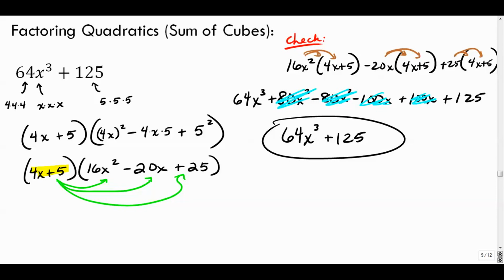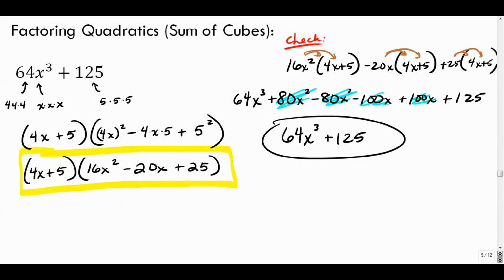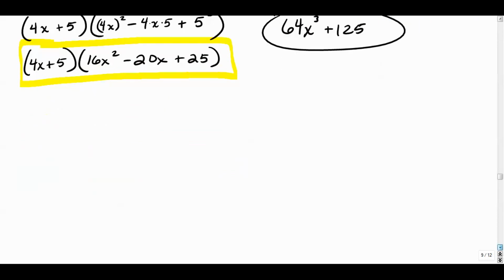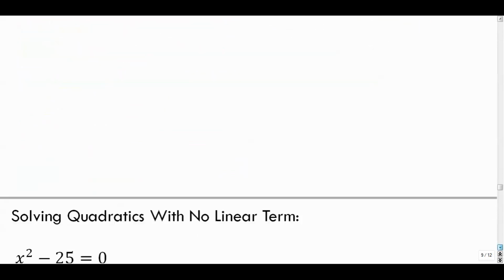Alright, so that tells me that right down here, let me get rid of these things now. That tells me that that is the correct factorization of what we started with. It's called a sum of cubes. We're going to use that in pre-calculus. Moving on.